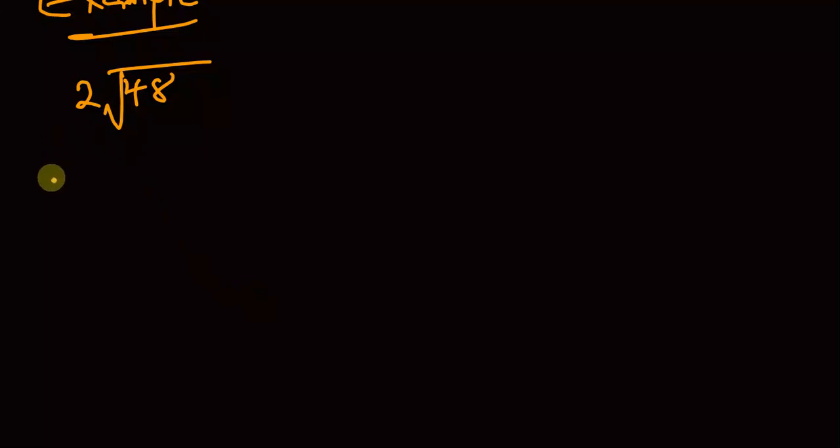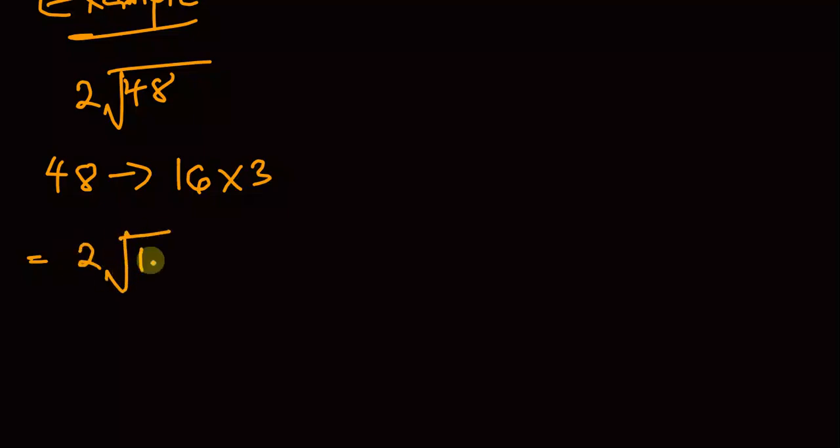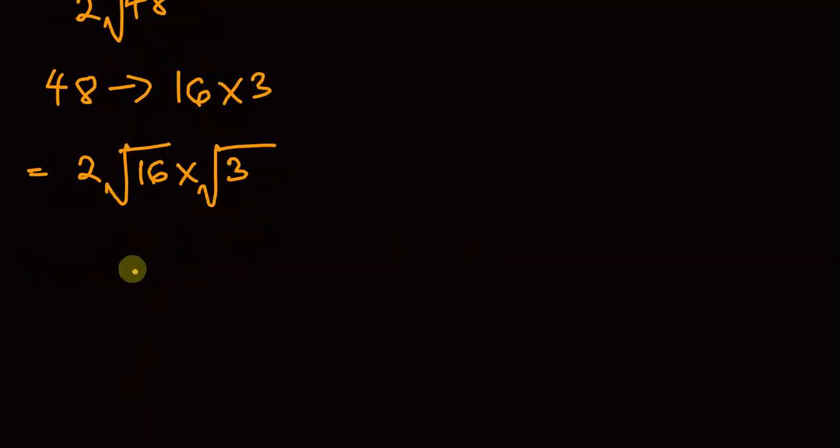For example, to get 48, we can have 16 times 3. 16 times 3, we get 48. So 16 is a perfect square. We will use this. Then we are substituting it. We'll have 2 root of 16, then times root of 3. We are putting everything inside the roots.